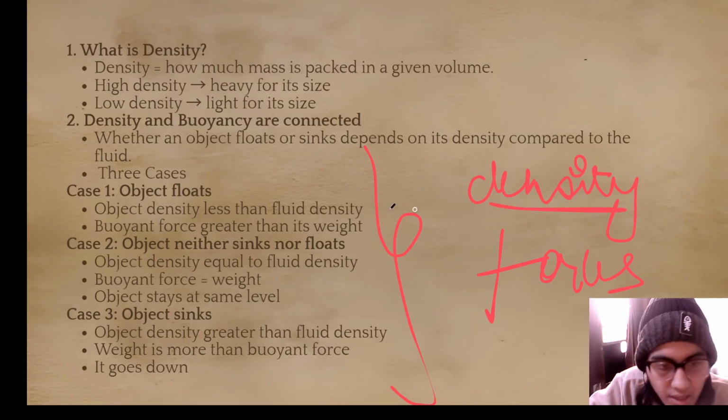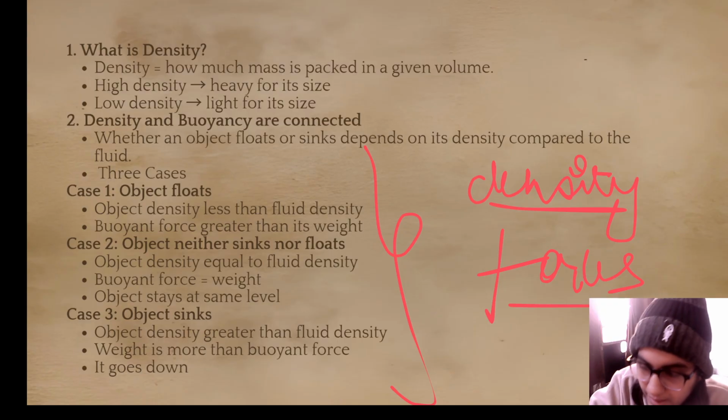In the density way, of course, we see the object's density and fluid density, and based on that we make conclusions about whether the object will float or sink. And similarly in the forces way, like the buoyant force and the weight, which is also a force, based on that we make conclusions about whether an object will float or sink.